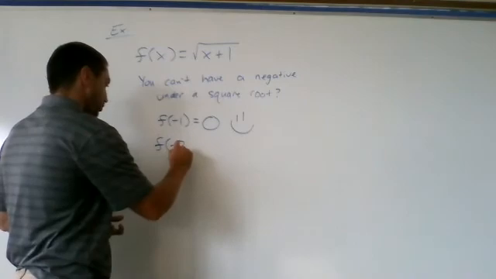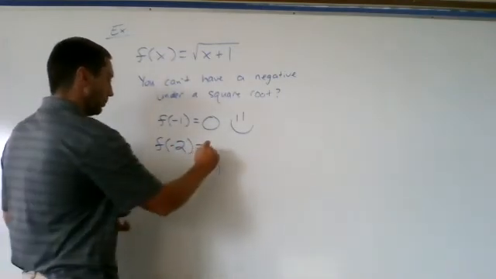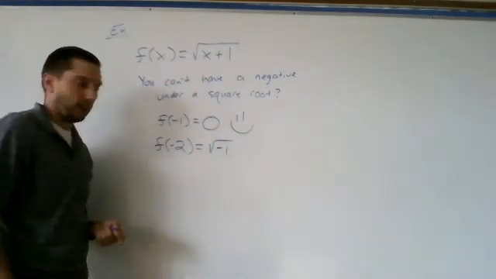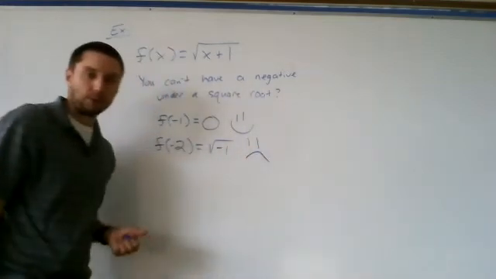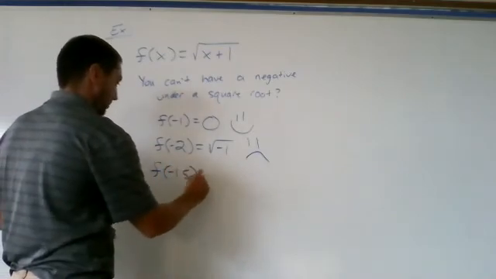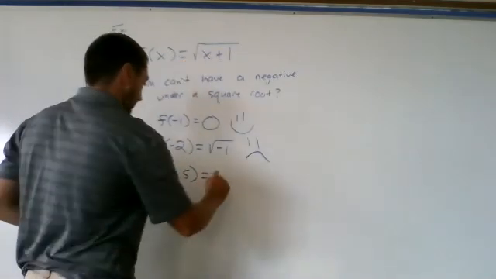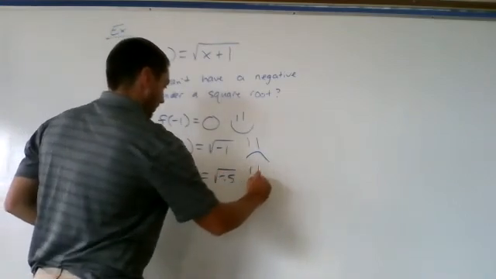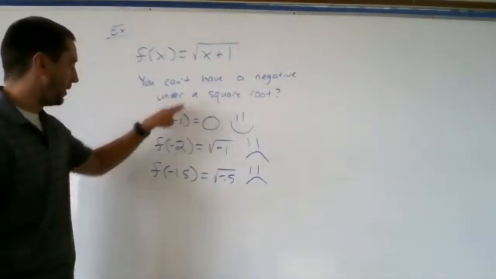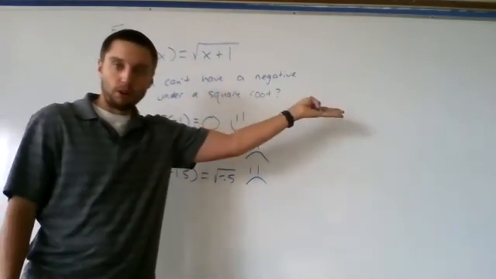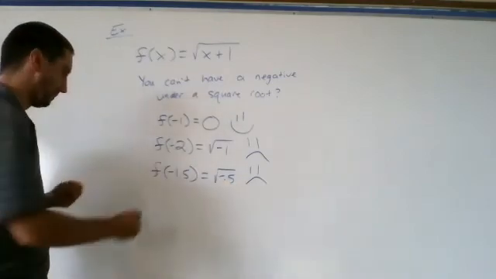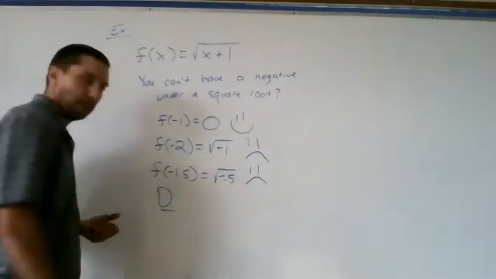So what about -2? Well, if you plug in -2, you're going to get -2 plus 1 is -1. Square root of -1, that's no good. That's not a real value. Okay? What about like -1.5? -1.5 plus 1 is -0.5. That doesn't work either. So what is my domain? I can plug in -1. I can plug in any numbers bigger than -1, but anything less than -1, I get a sad face because that's an imaginary number. So what is the domain of this function?